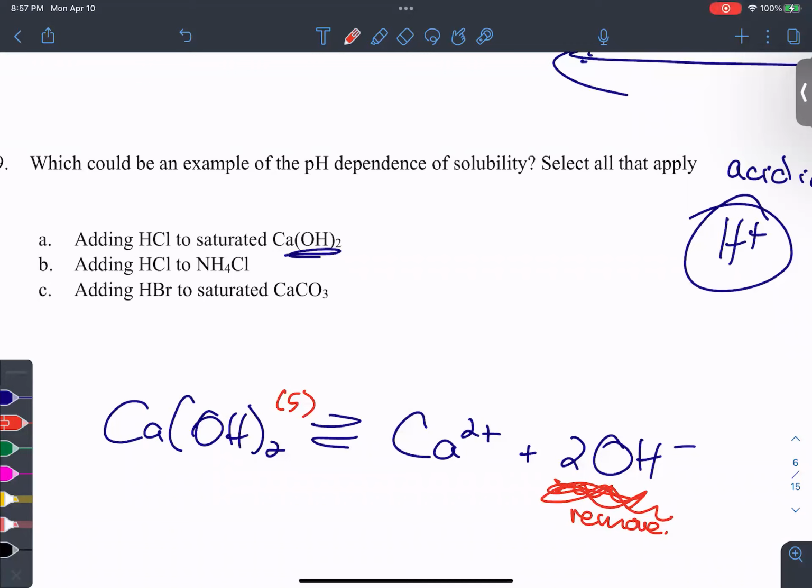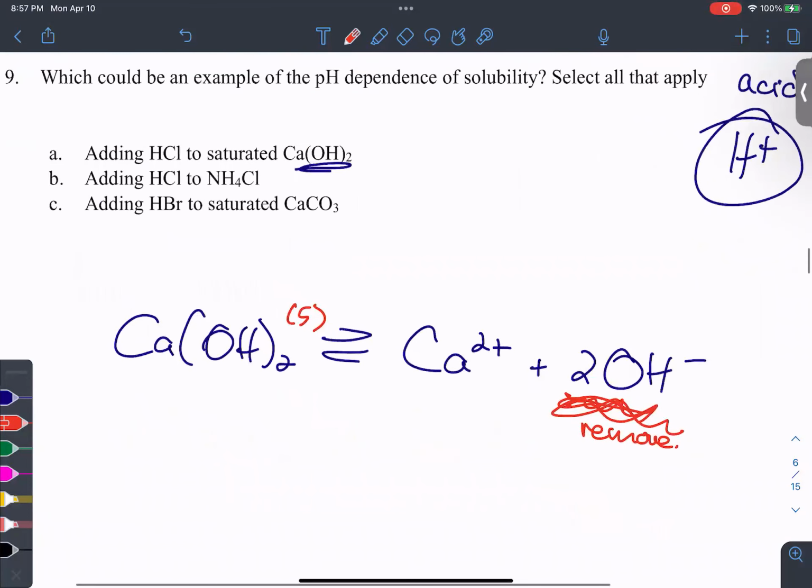Okay. So what if we add HCl to ammonium chloride?